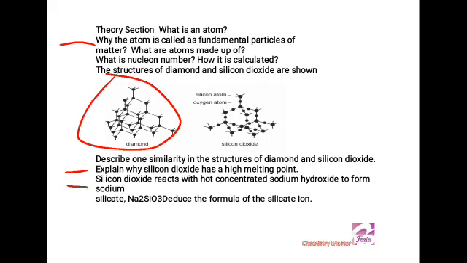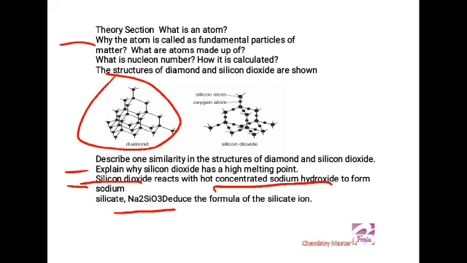Then next is silicon dioxide reacts with hot concentrated sodium hydroxide to form sodium silicate. Now everything is given in this statement. You see the reacting substances are silicon dioxide and sodium hydroxide to form sodium silicate. So you have to sum them up: reactants, arrow, then products. Only the art is to draw their chemical formulae.